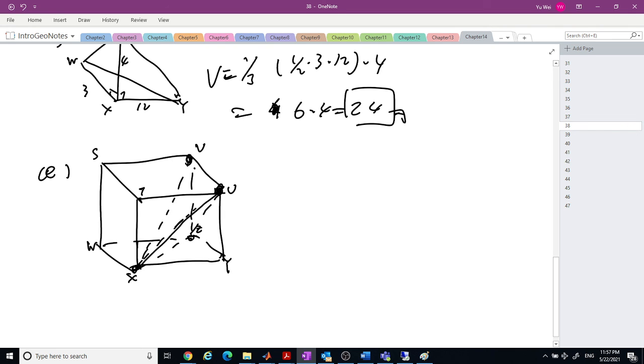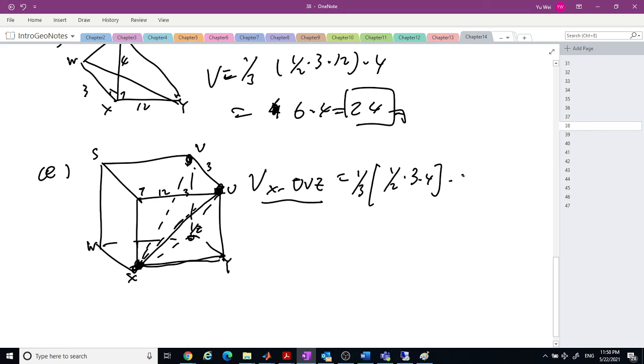Okay, so we can see the vertices are V, X, right? We have the base UVZ, right? So the base is 3, and this is 12. So the volume is 1/3, right? The base is half of 3 times 4, right? And the height from X to the base is XY, right? So this is 12. So the answer is 24.